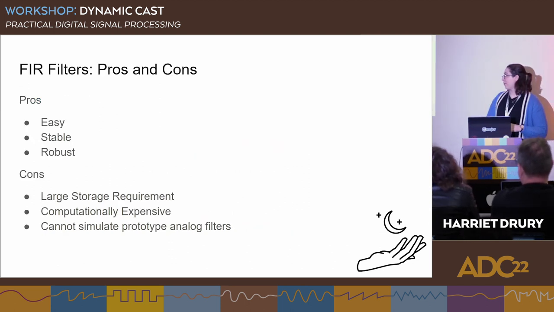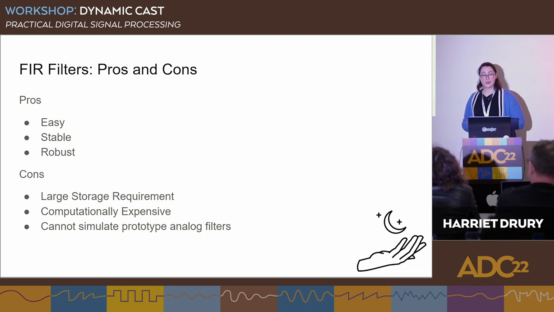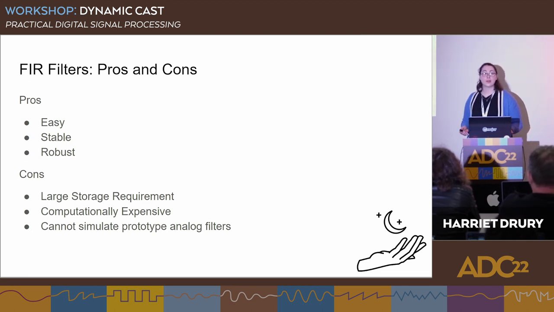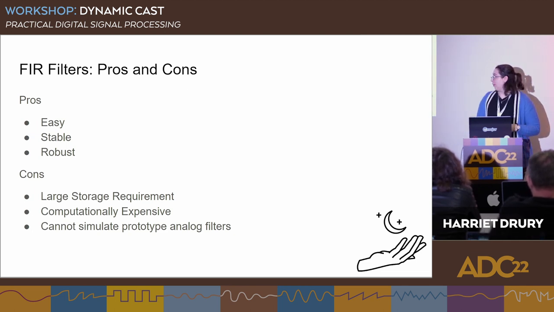So this is what I wanted to get to, pros and cons. So it's easy, it's stable and robust, and I'm going to go into what stability means a bit later with complex numbers. I mean, obviously, if you're storing all of those previous samples, you're going to have a really large storage requirement on these things. So FIR filters are considered to not be quite, they're accurate, but not considered to be super useful on big productions and stuff. They're computationally expensive, and you can't actually simulate analog filters. I'm not going to simulate analog filters today, but you can't do that with an FIR filter.